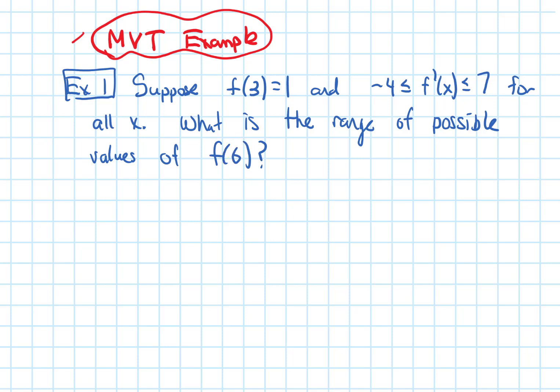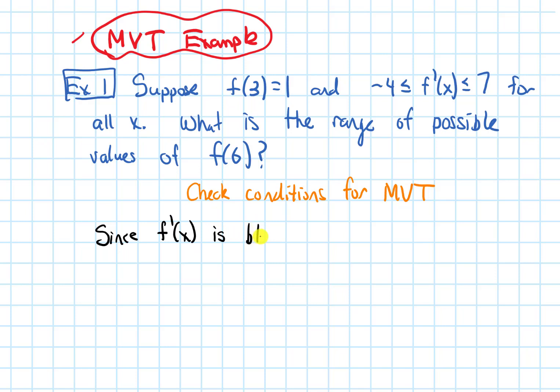All right, so I'm going to try to apply the mean value theorem for this. To be able to apply it, we need to check the conditions for MVT first. That's continuity on a closed interval, and it has to be differentiable on the open interval. Since it tells me something about the derivative, it tells me f prime of x is between, I'm going to write BTWN to abbreviate between, -4 and 7.